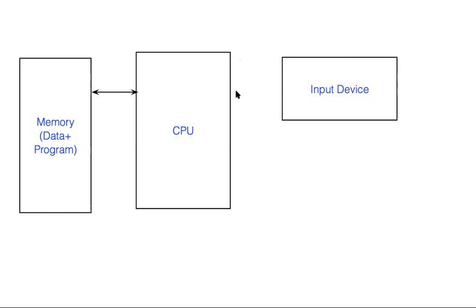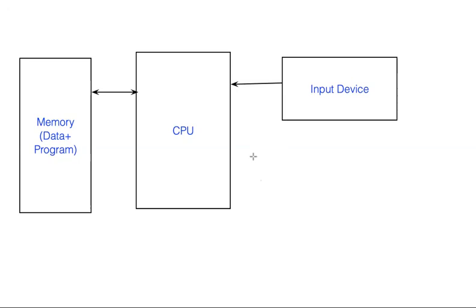So the input device will communicate with the CPU. For example, your keyboard is an input device. Today we have many input devices: not only a keyboard, but also a mouse. You can also have a screen that you can write on, so it's also an input device. The input device is only one direction: it goes to the CPU.